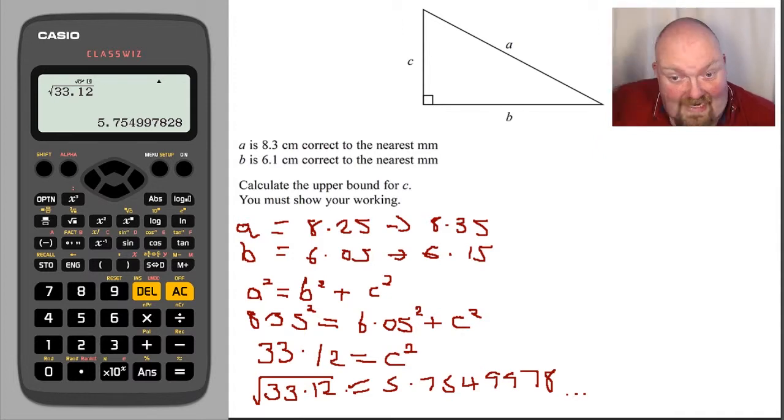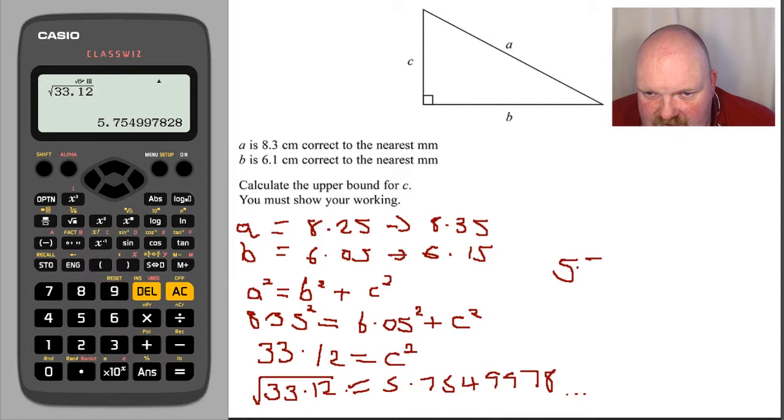Now, the question doesn't ask you for a particular level of accuracy, so how you do that is up to you. I would probably suggest going 2 decimal places. So the answer is going to be 5.75 centimetres.